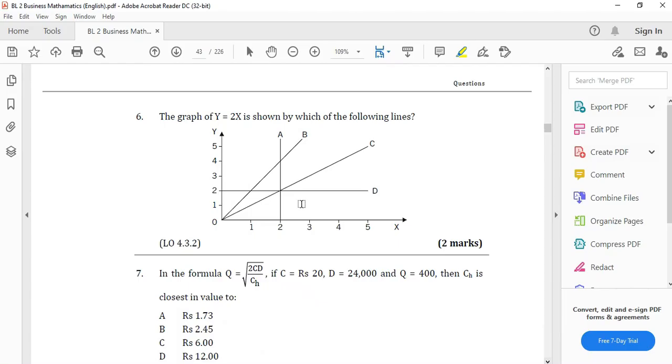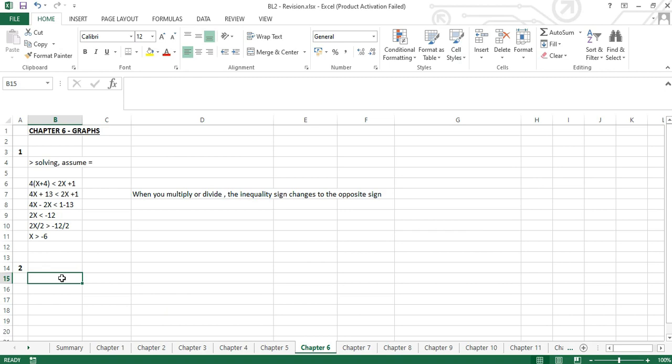Let's go to the 6th question. They are asking to show the graph of y equal 2x. Which line represents y equal to 2x? I taught this. The line actually goes from 0. Because the normal linear equation format is y equal ax plus b, where b is the constant when x equals 0, basically the y-axis value.